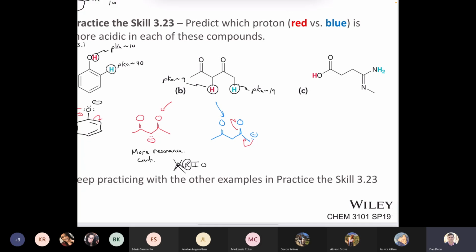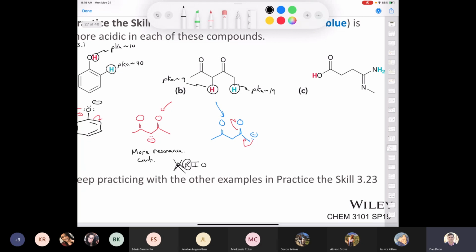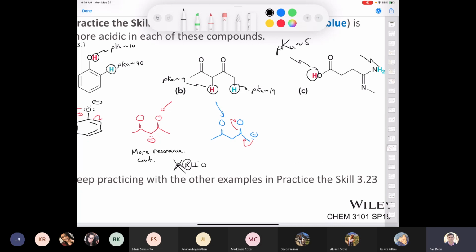You've got a carboxylic acid and you've got an amine. So I think it's handy to memorize that the pKa of a carboxylic acid is around 5-ish. And the pKa of an amine was around, what, 38? pKa around 38. Something that you notice about that amine, though, these blue protons, is if you were to deprotonate those, you would have a resonance structure, wouldn't you?